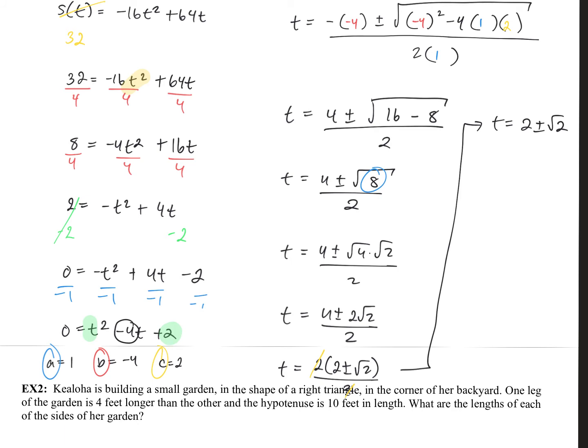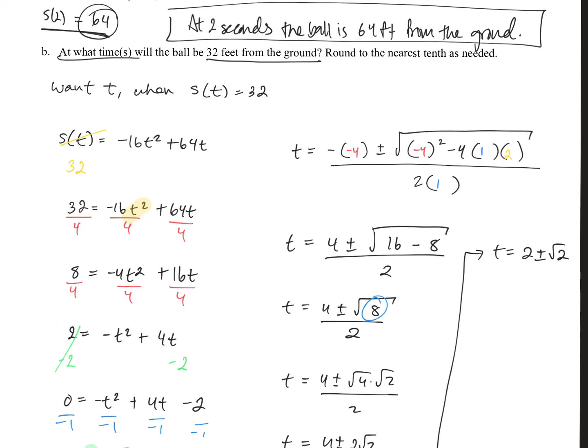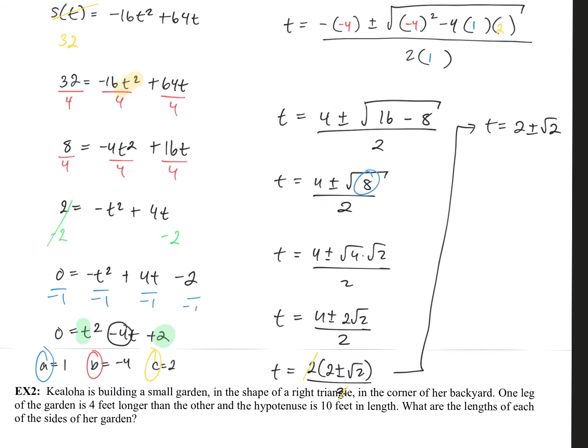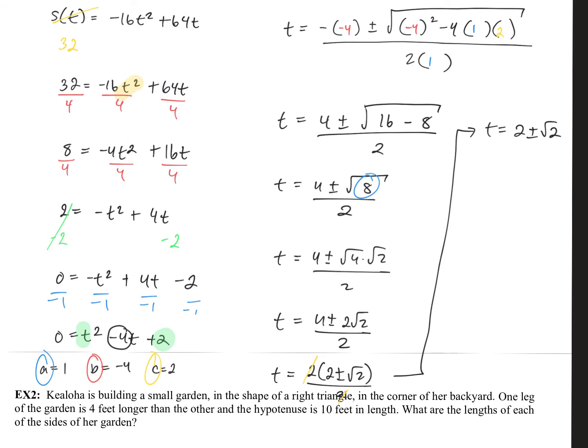Okay, so what was the question? At what time will the ball be 32 feet from the ground? Round to the nearest tenth if needed. Well, let's see. Do both of these answers make sense? We have two possibilities. t is 2 plus root 2, or t is 2 minus root 2. Let's approximate this, because it's a word problem. If somebody said to you, how much money do I owe you? And they said, well, you owe me 2 plus root 2 dollars. Does that make sense? It doesn't. So usually they approximate or round. Not necessarily in money, but in other things.